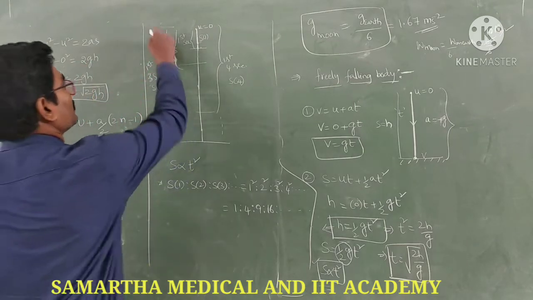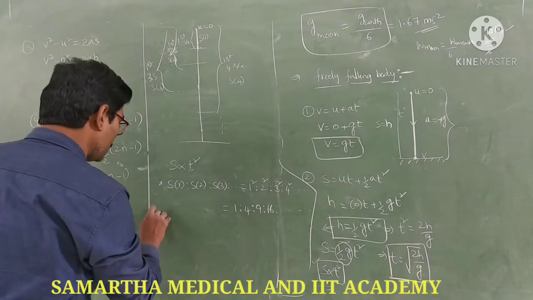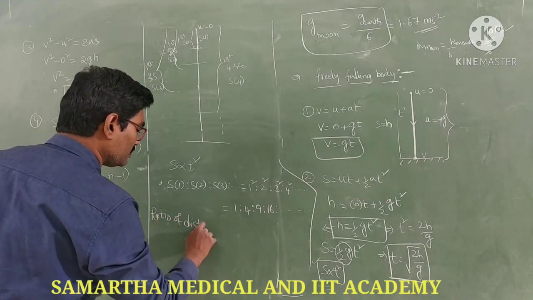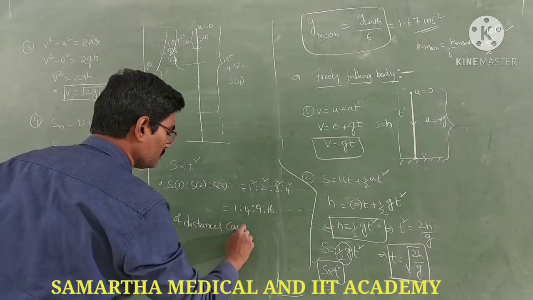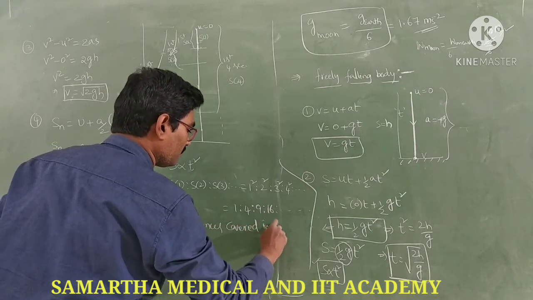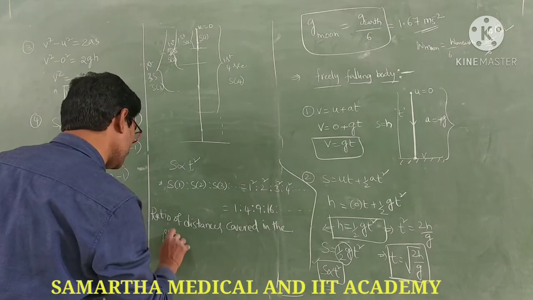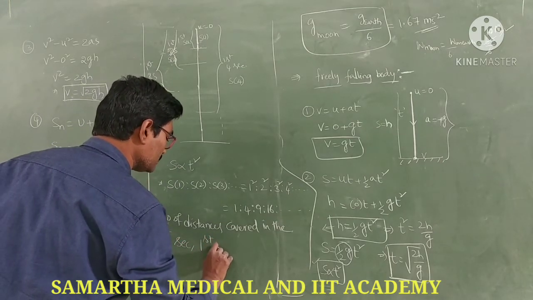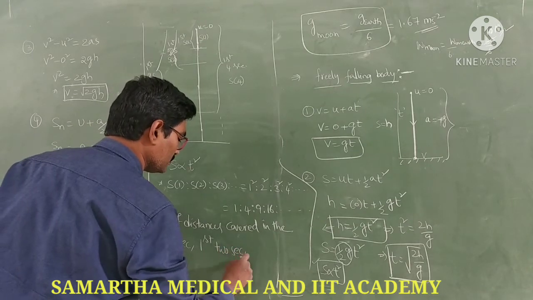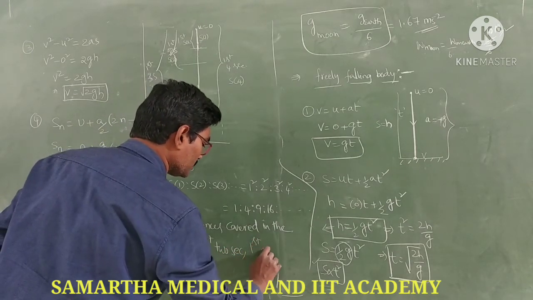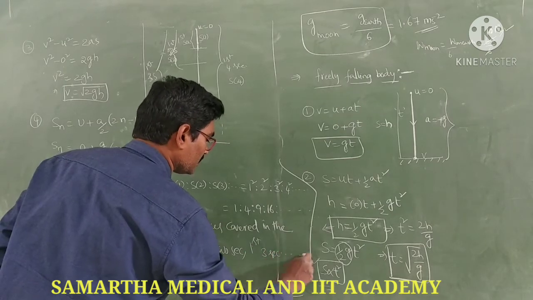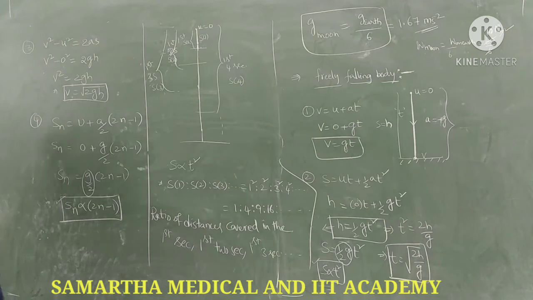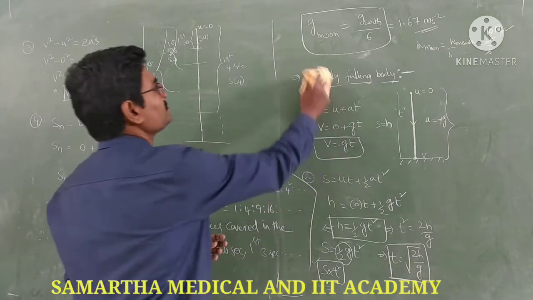This is the ratio of distances covered in the first second, first 2 seconds, first 3 seconds, and so on. Next, similarly, you can go for another one.